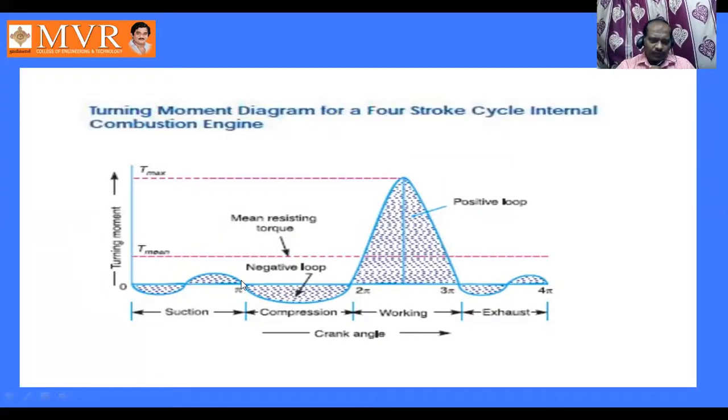From 45 to 90 it will be increasing. That means while varying theta from 0 to 45 it is going to be like this, and it is going to be like this from 45 to 90 degrees. And once again from 90 to 2 pi, if you represent it based upon that relation, we are going to get a value. That value is going to be the turning moment diagram.